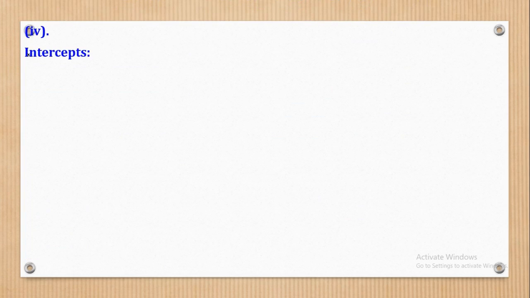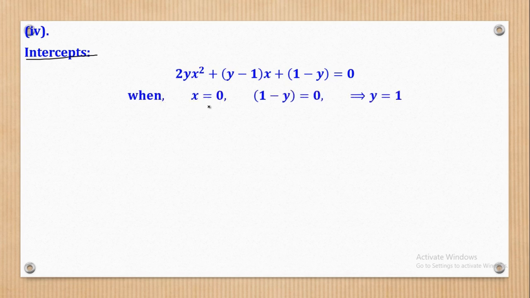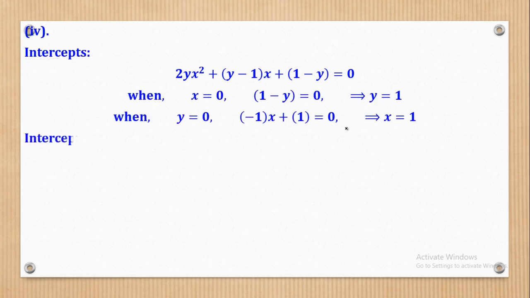Then they also wanted us to sketch the curve. To sketch, you need the intercepts. So intercepts, still from this equation, you can get the intercepts. So when x equal to 0, y is that. And when y is equal to 0, x is that. Therefore, the intercepts are (0, 1) and (1, 0).